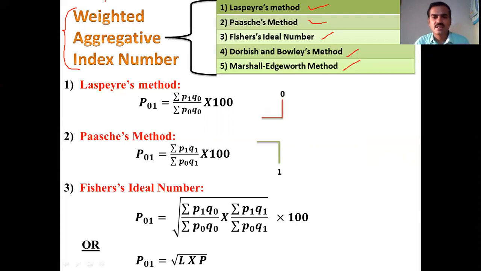So let us discuss the first method, that is Laspeyres' method. In the case of Laspeyres' method, the formula to calculate the index number, which is called P01, is P01 equals sigma P1 Q0 divided by sigma P0 Q0, into 100.